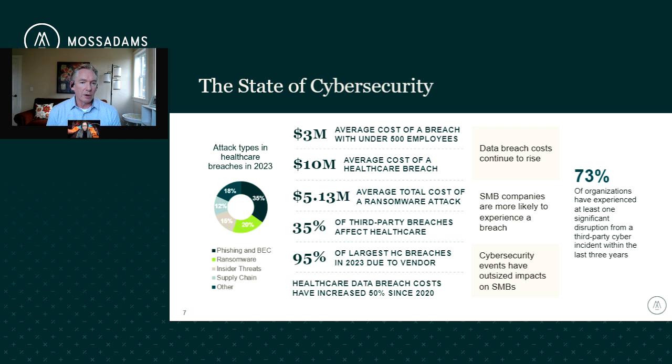It was interesting to see one other article say that 35% of third-party breaches affect healthcare in some way, and that goes back to the multitude of vendors that might be used in a healthcare organization. That's big, that's huge, that can really affect a lot of organizations. And then 95% of the largest breaches in healthcare last year were due to a vendor. So again, the costs and risks due to vendors are significant. That's why we need good practices in place, because we're going to see these costs continue to rise, and we've seen them rise significantly since 2020.